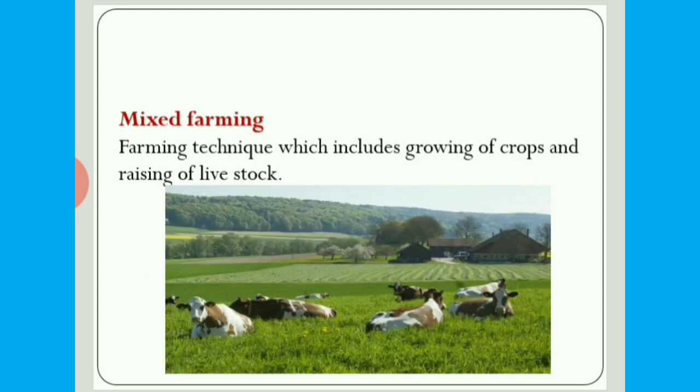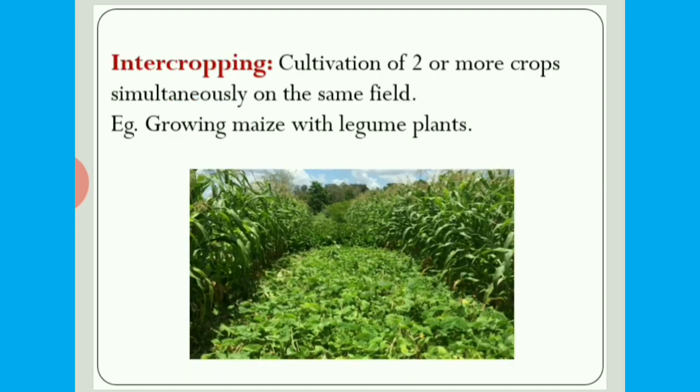The first term is mixed farming. So remember the word mixed. Both growing of crops and raising of livestock happens in the same place. That type of farming technique we call mixed farming. The next one is called intercropping. It is cultivation of 2 or more crops simultaneously on the same field. That is called intercropping. Inter is 2 different crops grown in the same field.